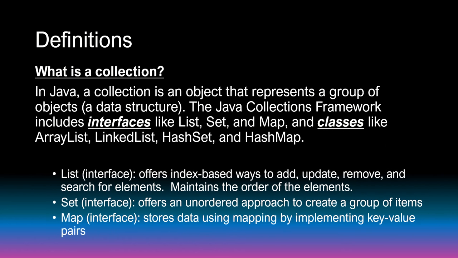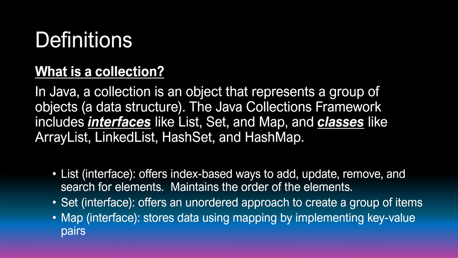So let's start with our definitions. What is a collection? In Java, we have this concept of a collection. It's an object that represents a group of objects, which is called a data structure. So we have this idea of a collection. It represents a group of objects.